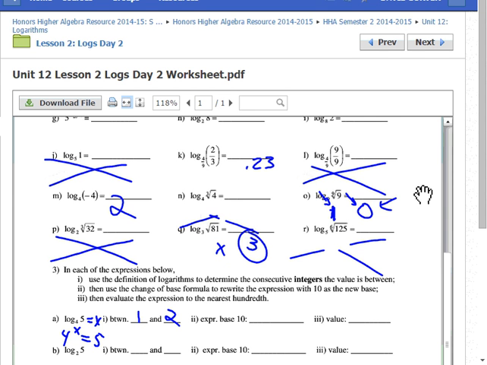Oh, expression in base 10, that just means how do I put this in the calculator? Log 5 over log 4.